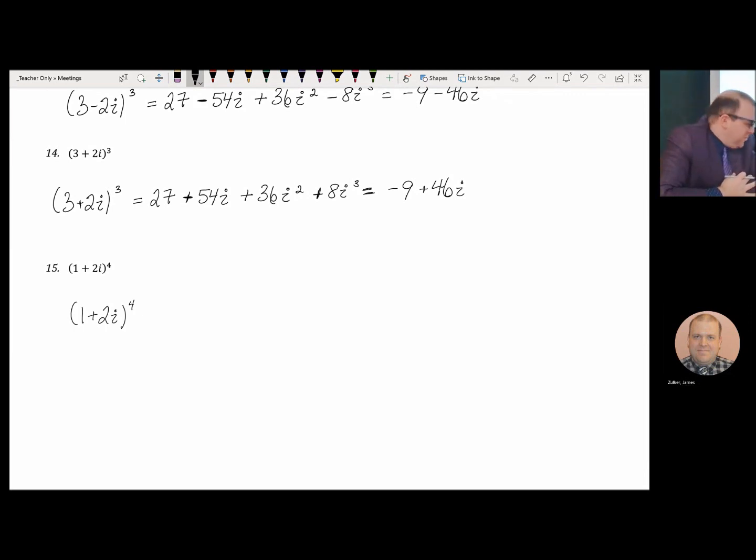One plus 2i to the 4th power. How do I want to do this one? I could do it as quantity 1 plus 2i quantity squared, and then just square the result. I could. That wouldn't be as fun though. What, binomial theorem? Yep.